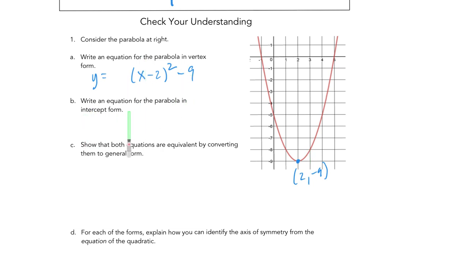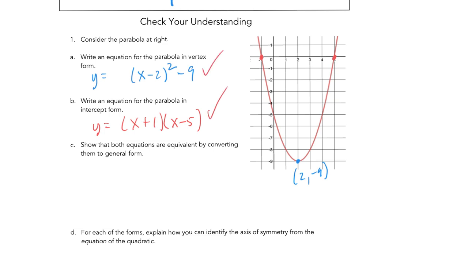Now if we're going to write it in intercept form, I don't start with the vertex. Now I go up here and see -1, 0 and 5, 0. So I'd write it like so, because -1 would make this 0, and 5 would give me an output of 0. And then again, I would check another point. So let's plug 2 in. 2 plus 1 is 3. 2 minus 5 is -3. 3 times -3 is -9. So that checks out. So both these equations work.